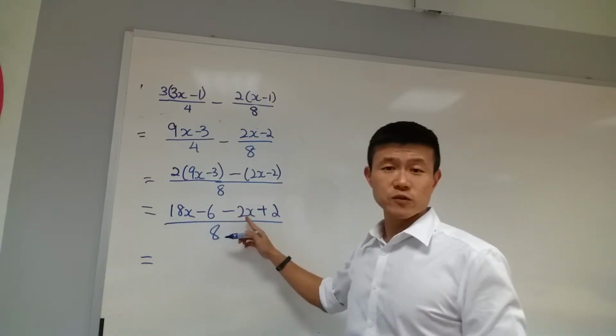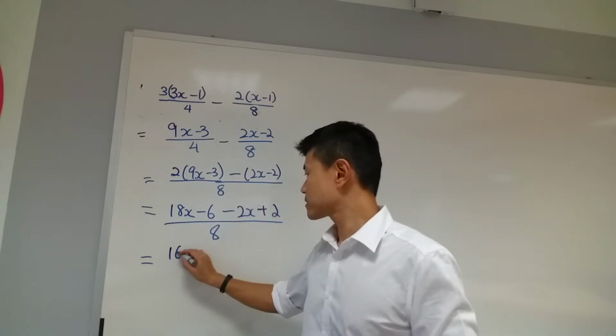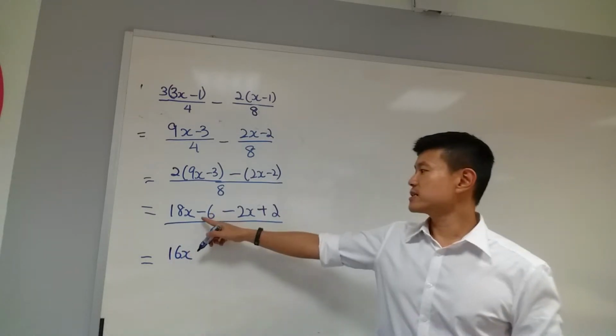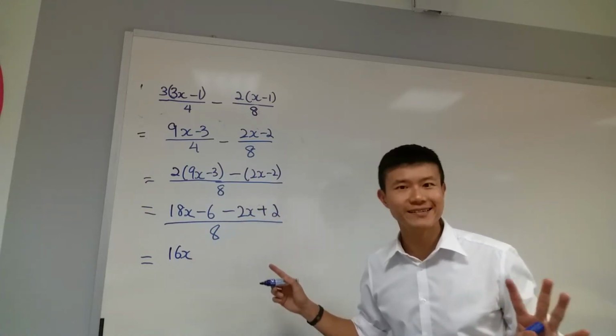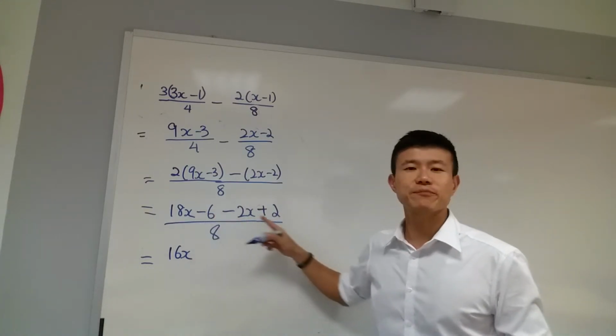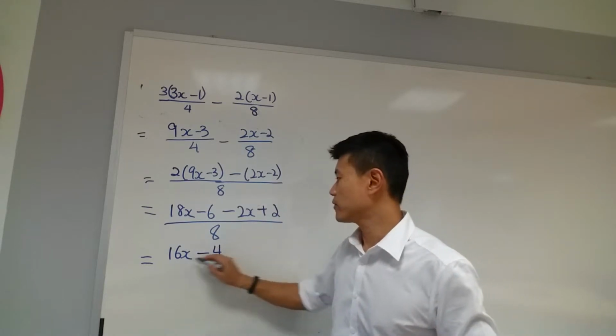18x minus 2x, negative 6 plus 2. Negative 6 plus 2, once again, is not negative 8. Negative 6 plus 2 is negative 4 over 8.